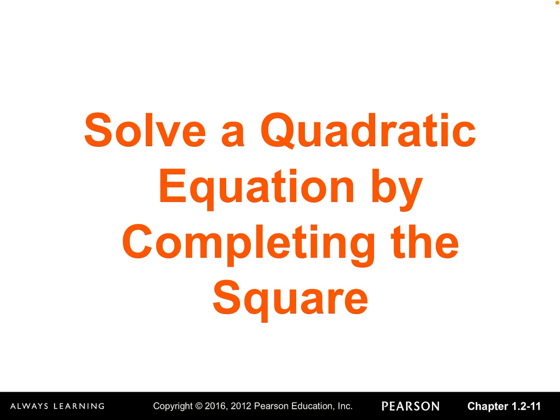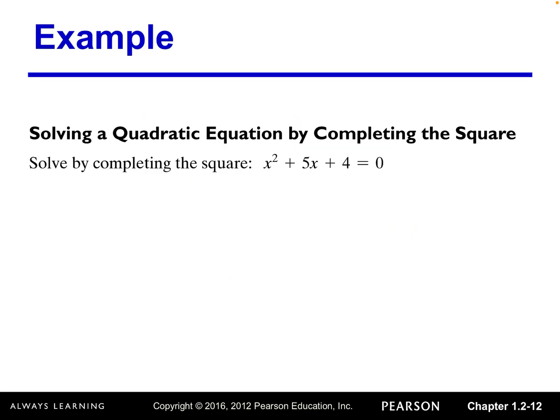Now we introduce another method for solving quadratic equations. It's called completing the square, or in some books, completing the perfect square. This method is relatively difficult compared to the factoring method, the quadratic formula method, or the square root method.